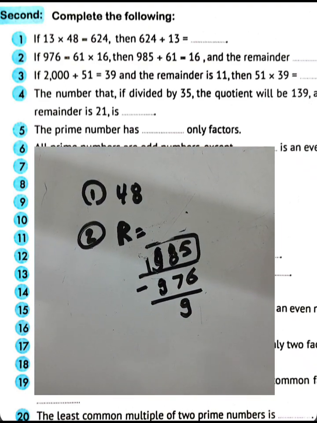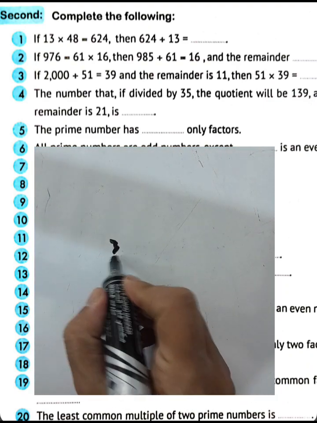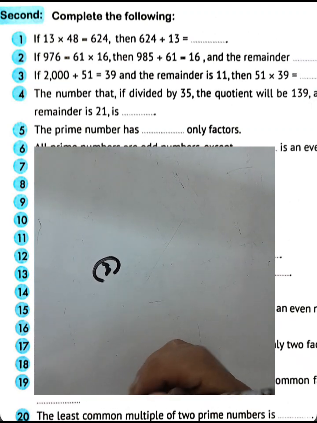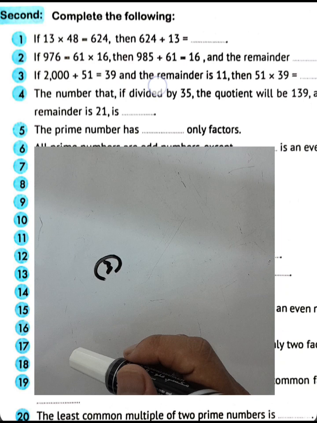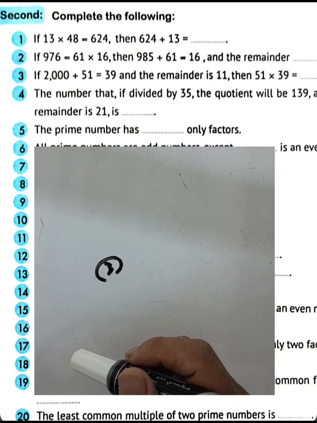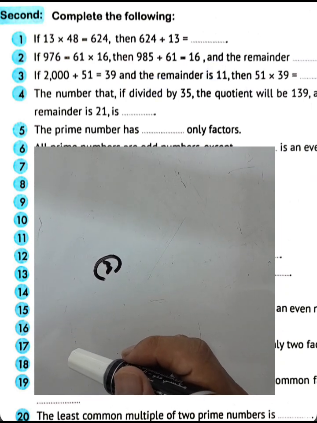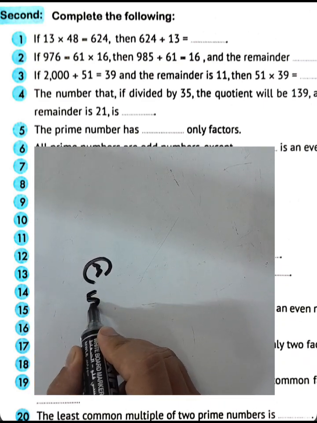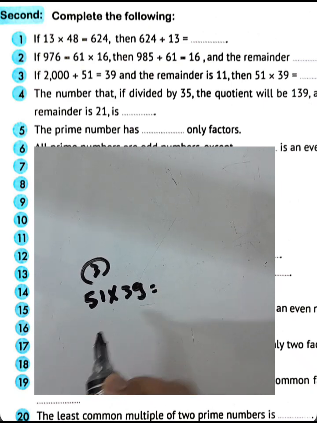Question number 3. If 2000 divided by 51 equals 39 and the remainder is 11, then 51 times 39 equals what? 51 times 39 will be 2000 subtract the remainder. You must remove the remainder from the dividend to find the multiplication of 51 and 39. The result will be what?